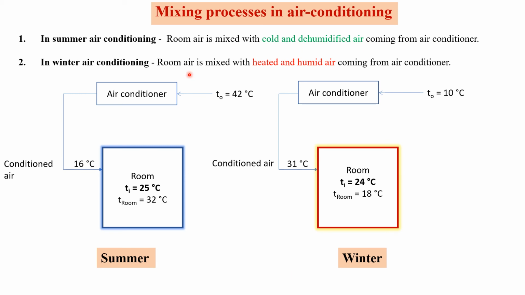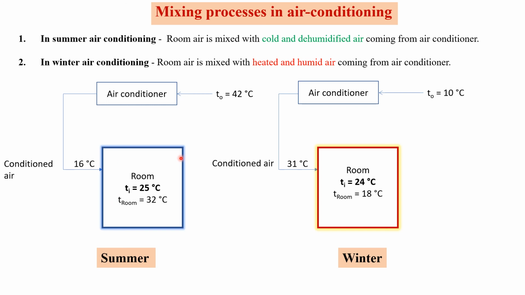So we noticed that the mixing of two air streams is quite a common process in air conditioning. In a summer air conditioning system, the room air is mixed with the cold and dehumidified air coming from the air conditioner, and in a winter air conditioning system, the room air is mixed with the heated and humid air coming from the air conditioner. So during the summer season, the requirement is basically of the cooling and dehumidification type.